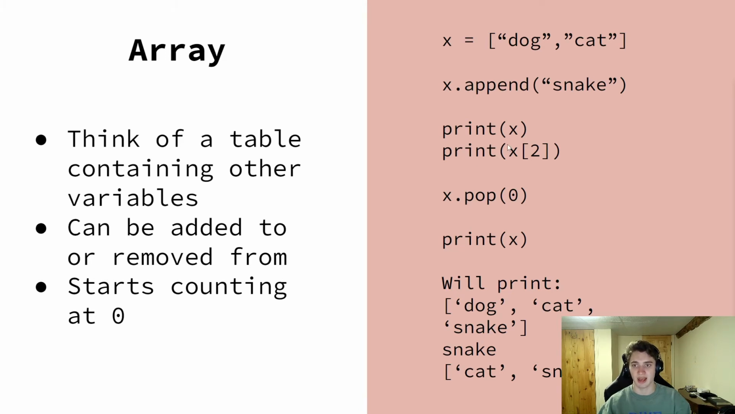And then here we print x at 2 instead of x at 3, because again, arrays start counting at 0. So the 0th element is dog, the first element is cat, and the second element is snake, which is actually the third element. A little confusing, but you'll get the hang of it. And then here we do x.pop(0), which will pop the 0th element, so the first element from our array, which is dog. And then we have a print x, which will print cat and snake as we've removed dog from the array.